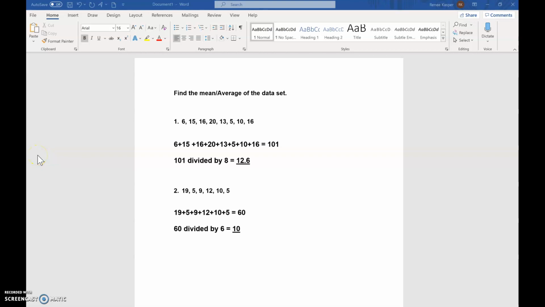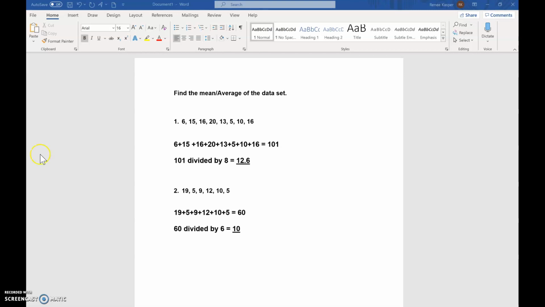Guys, I just want to give you a brief overview on how to find the mean. The mean is also called the average, so if you see the word average instead of mean, just know that these two are interchangeable. Either way, we're adding up all of the data and dividing by how many numbers there are to get our answer.